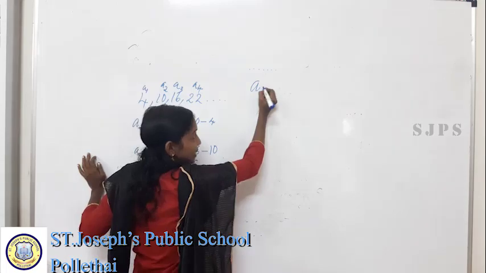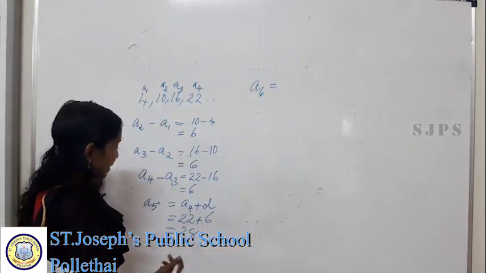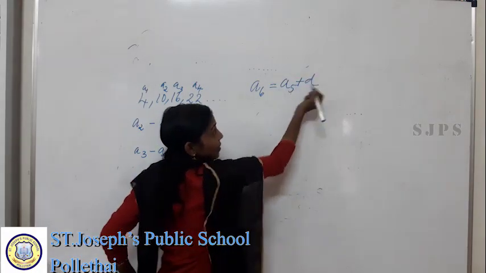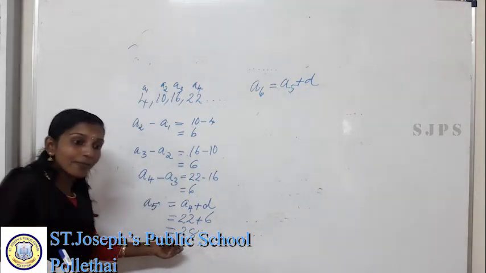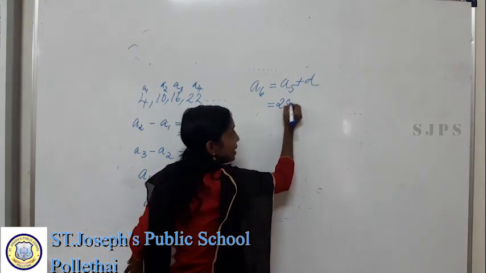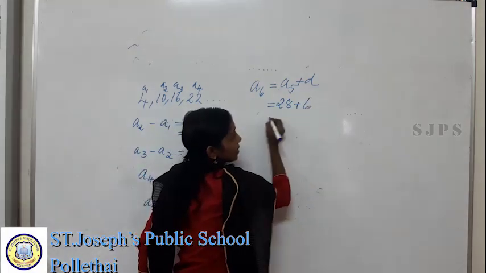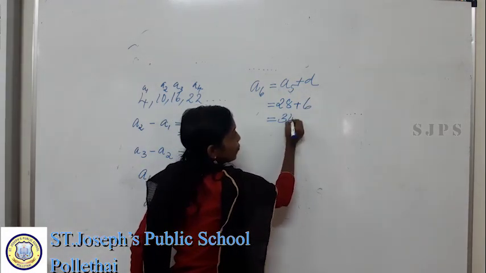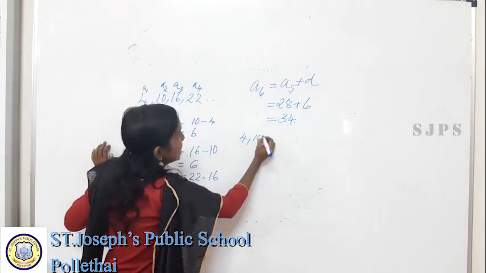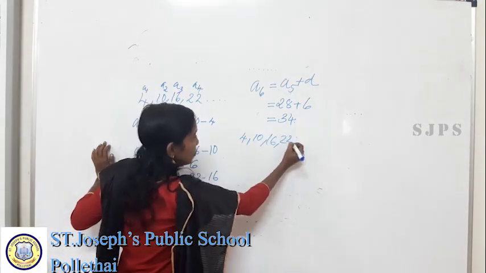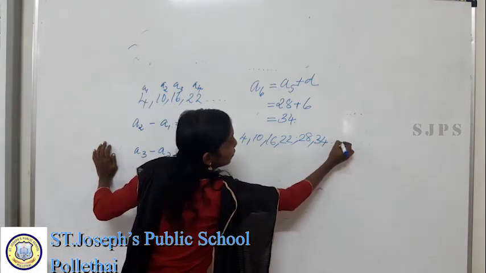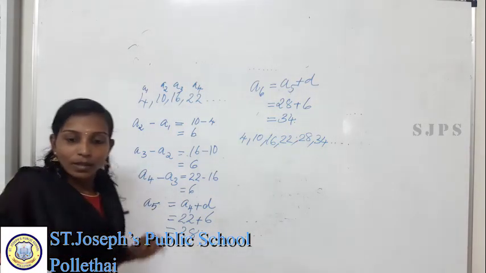And the next term is A6. A6 is A5 plus D. What's A5? A5 is 28. That's equal to 28 plus 6. We get 34. So we get the arithmetic progression as 4, 10, 16, 22, 28, 34, etc.